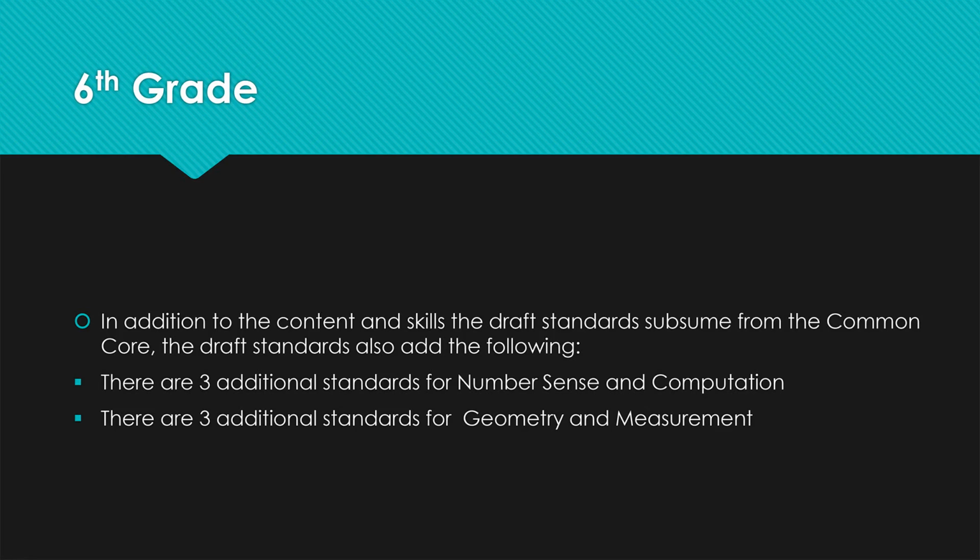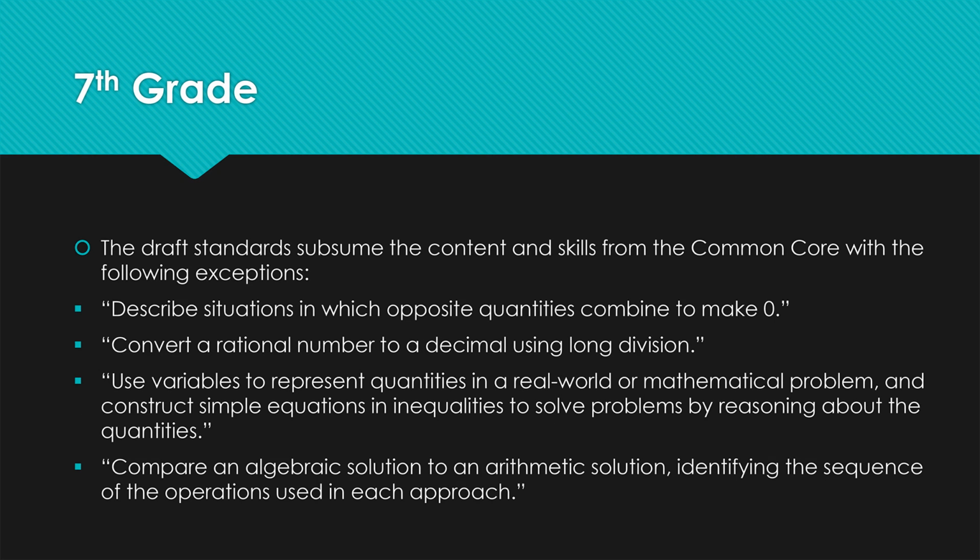When we shift to the middle school document, the grades 6 through 8 document, in addition to all of the standards that have been subsumed that were previously in the Common Core state standards, 6th grade includes 3 additional standards for number sense and computation and 3 additional standards for geometry and measurement. In 7th grade, the draft standards again subsume everything that was in Common Core with the following exceptions.